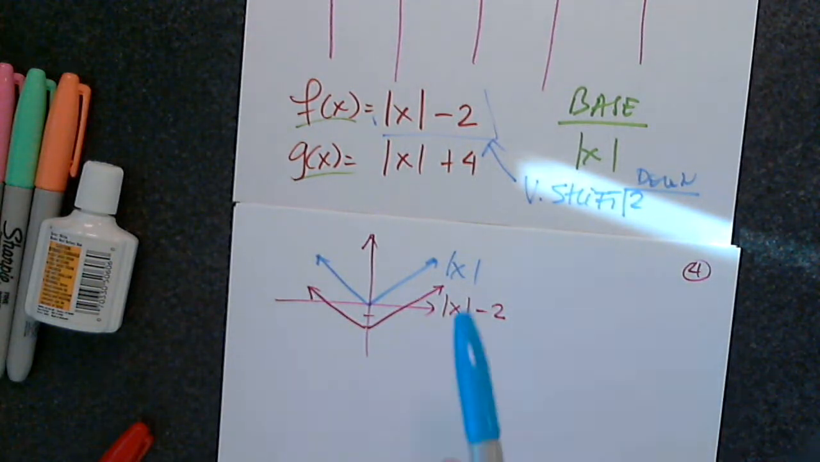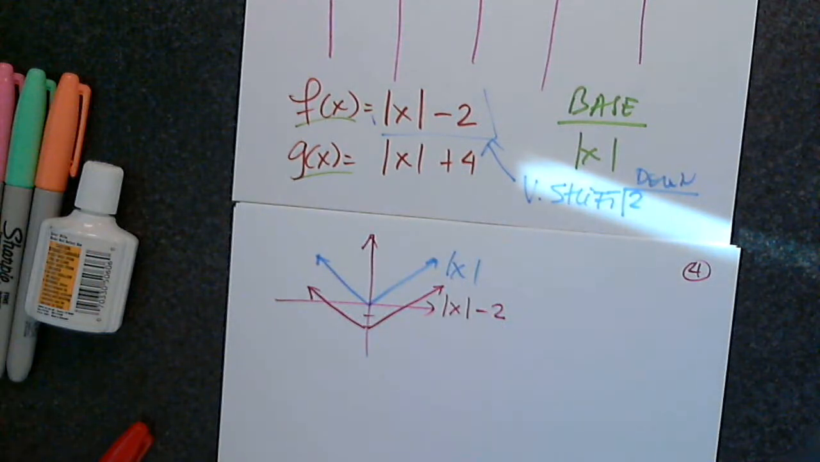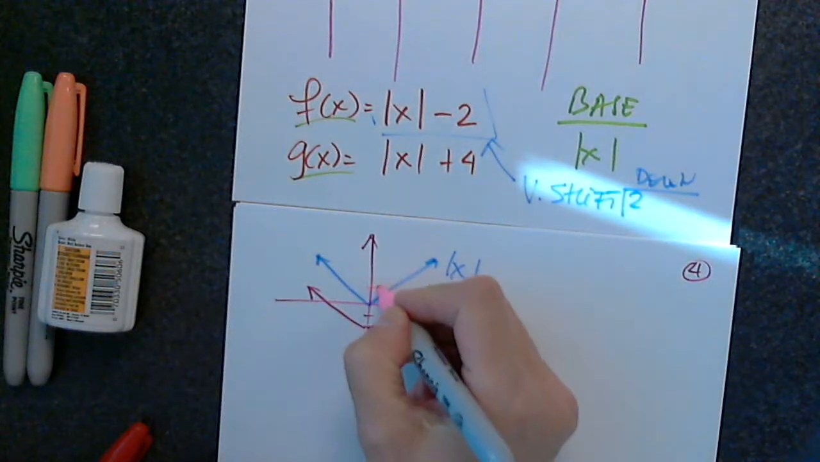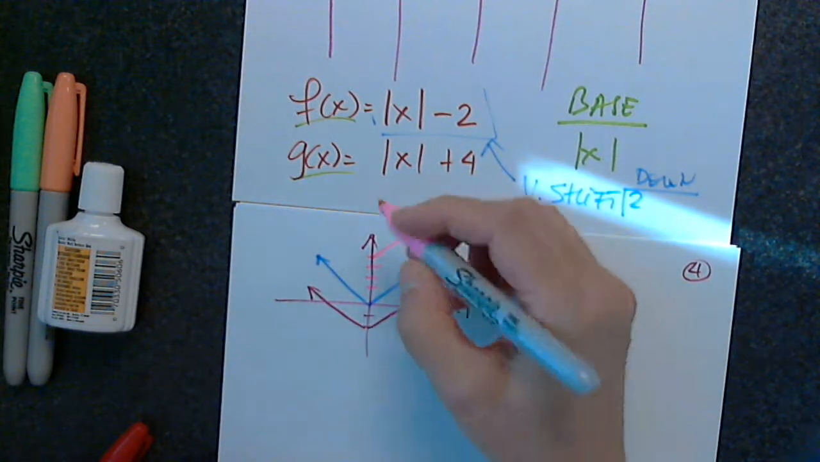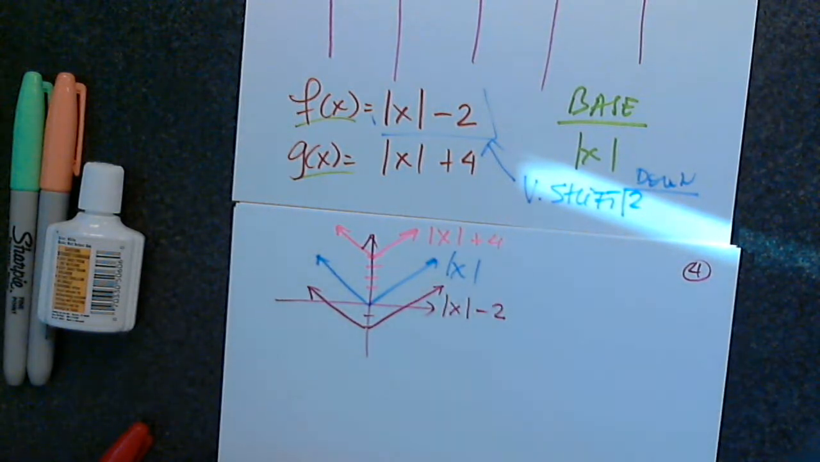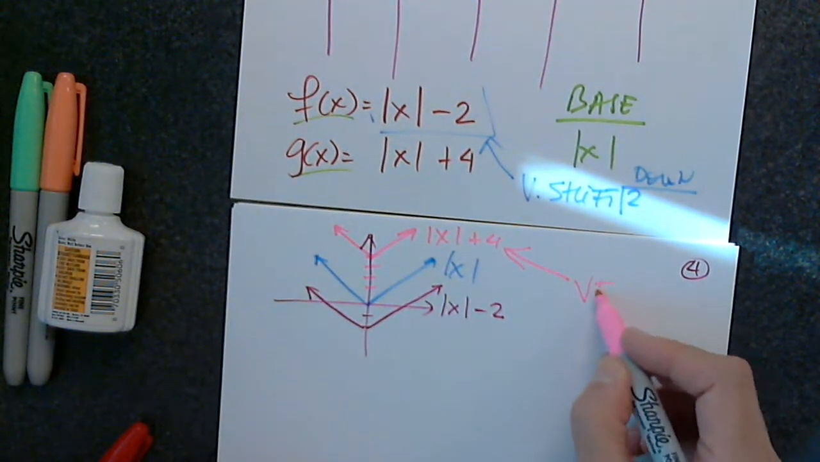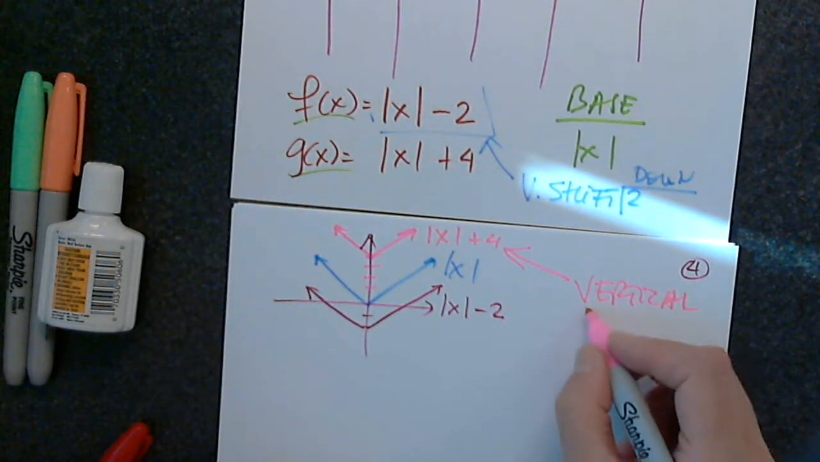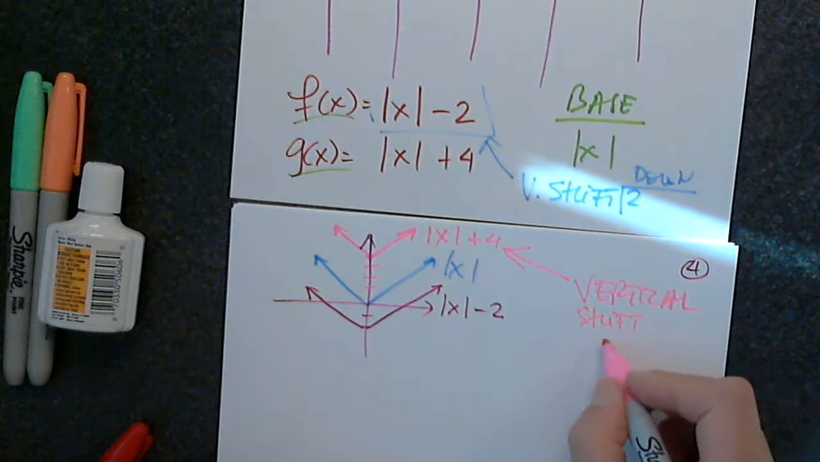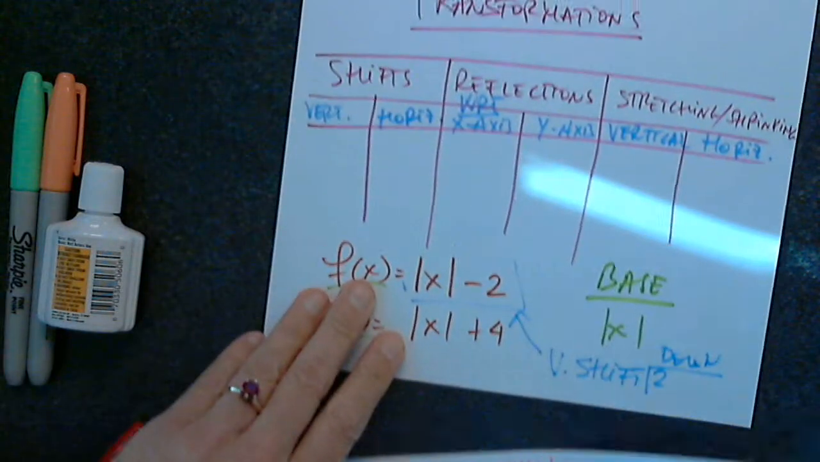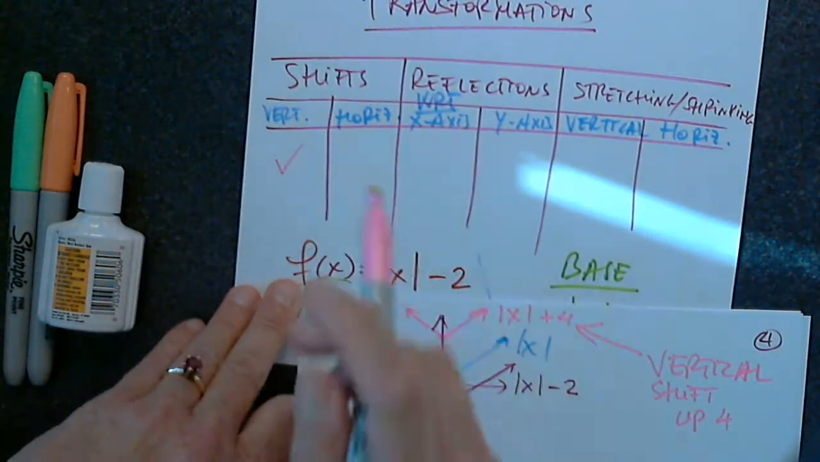Okay, now can anyone tell us how to graph function g? You all agree with up 4? Yes. 1, 2, 3, 4. Here it is. So this is the absolute value of x plus 4. So this will be a vertical shift up 4. So basically that's all I had to say about the first one.